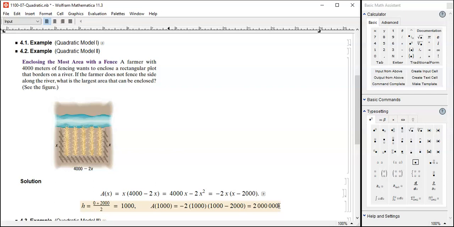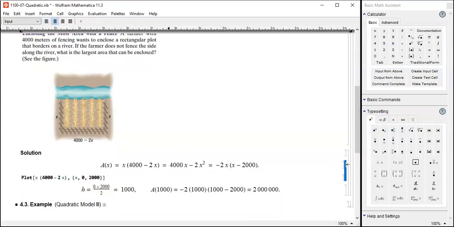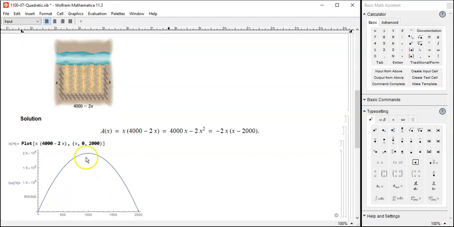Okay, 1000, 1000. Yes, 2 million is correct.